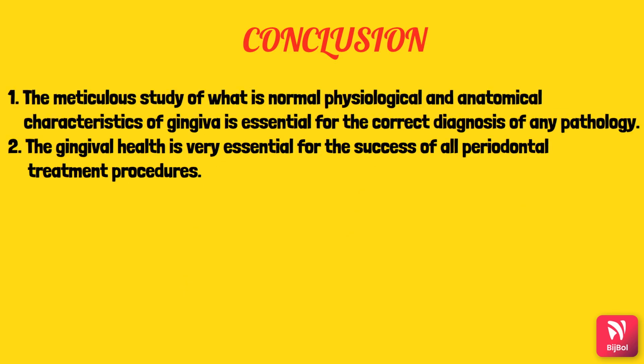Here we conclude that there is a need to study the normal physiological anatomy of every component of the periodontium, not only gingiva. Then we will be able to find out the pathologic features and give the correct diagnosis. And the gingival health is very essential for the success of all periodontal treatment procedures. The questions expected from this topic are the macroscopic and the microscopic anatomy of the gingiva. From the MCQ point of view, you have a lot of questions from the gingiva, beginning with the width of attached gingiva, the values of the width of attached gingiva, the techniques of measuring the width of attached gingiva, the peculiar features that are seen in the junctional epithelium, and about the gingival fibers and keratinization.